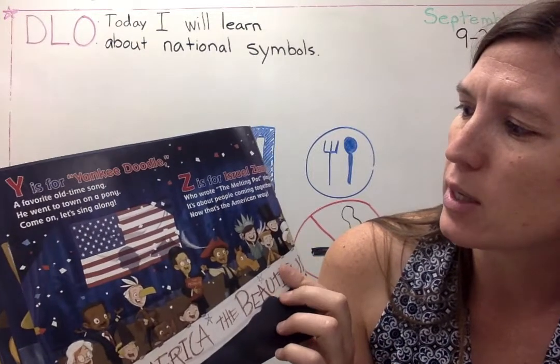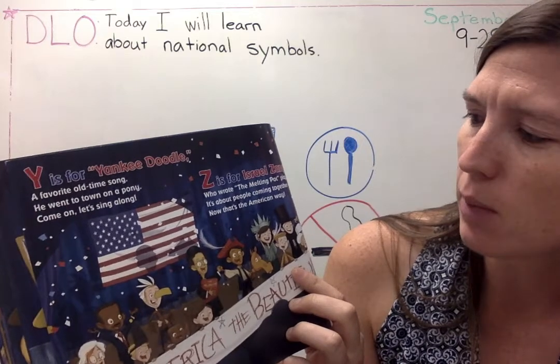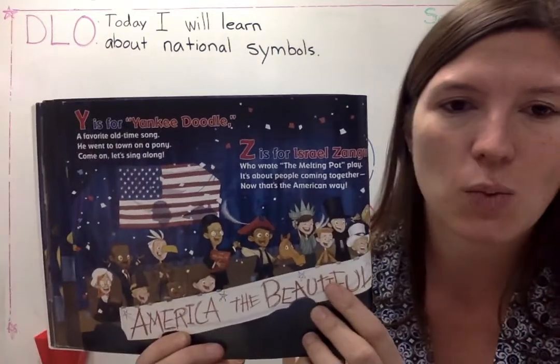Z is for Israel Zangwill, who wrote the Melting Pot play. It's about people coming together. Now that's the American way.